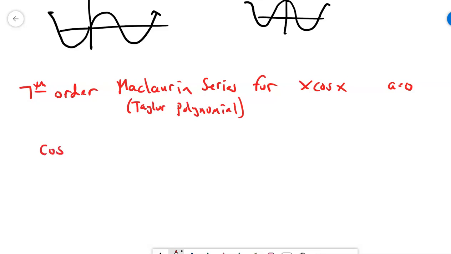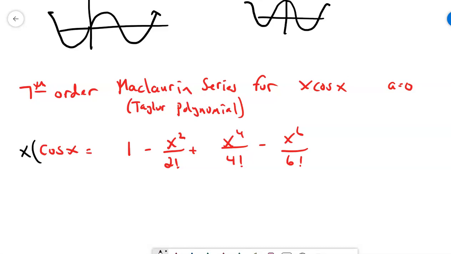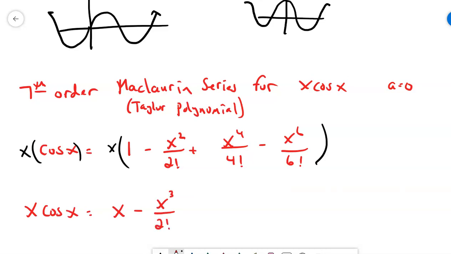Well, what if I know that cosine x is equal to 1 minus x squared over 2 factorial plus x to the 4th over 4 factorial minus x to the 6th over 6 factorial. If I were to multiply both sides by x, can I do that? Can I multiply this side by x and that side by x? And I end up with x times the cosine of x equals x minus x to the 3rd over 2 factorial plus x to the 5th over 4 factorial minus x to the 7th over 6 factorial, and there I am.